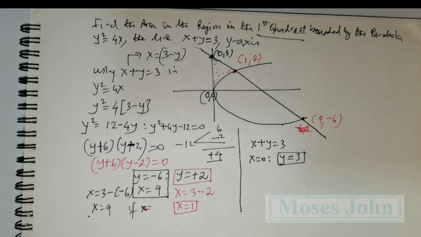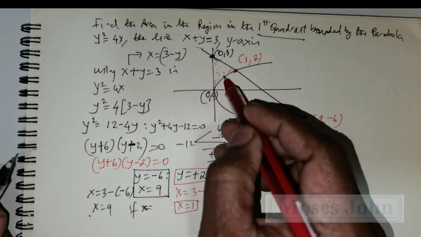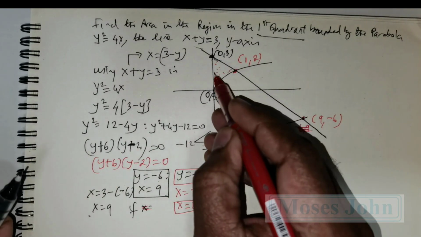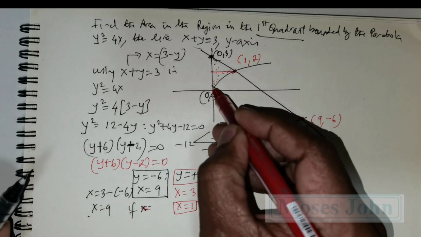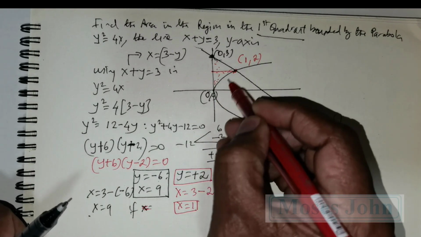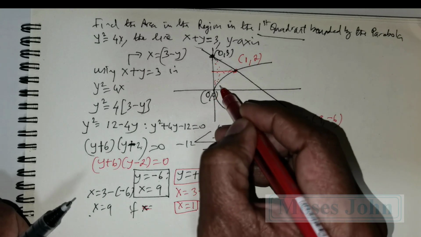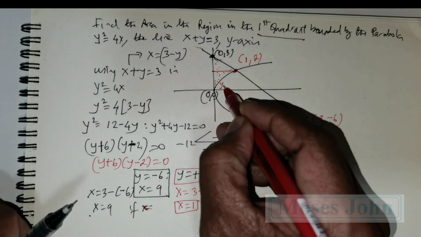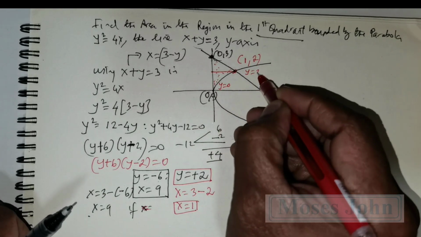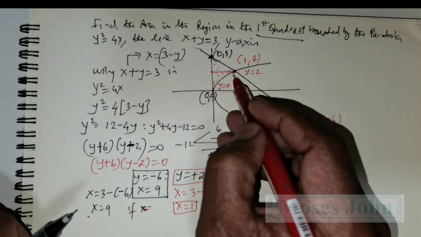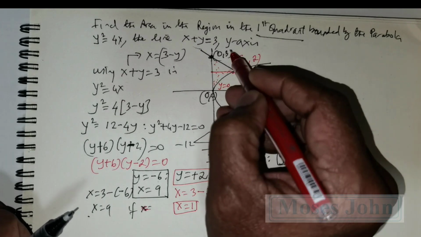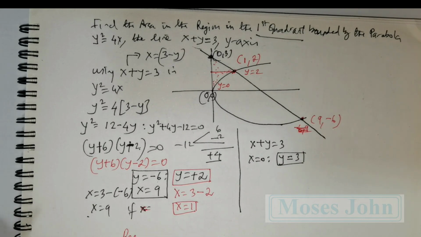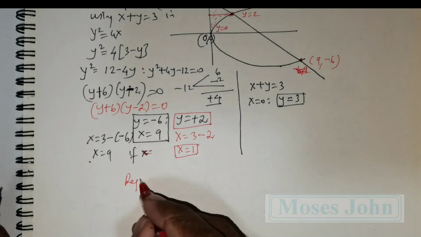Now to integrate this region, we have to divide this region into 2 parts. So one part, the integration should be from y is equal to 0 to y is equal to 2. The next part should be from y is equal to 2 to y is equal to 3. Okay. So the required area, if you were to write it, should be something like this.